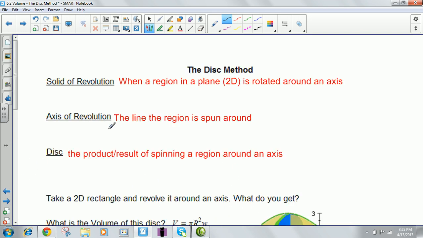So first of all, there's some definitions that we have to get down. The first one is a solid of revolution. That's when a region in a plane, so you're talking about a two-dimensional plane, like on graph paper, and then you take that plane and you rotate it around an axis, creating a 3D figure. So that's a solid, all right? So that's talking about the disk method. We'll get into that a little bit, but you flip it around what's called an axis of revolution. So that's down here. So axis of revolution is a line the region is spun around.